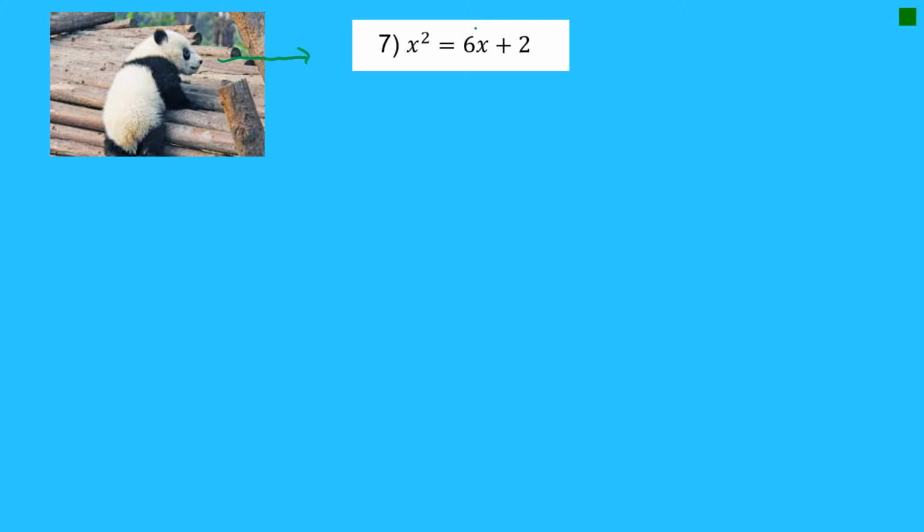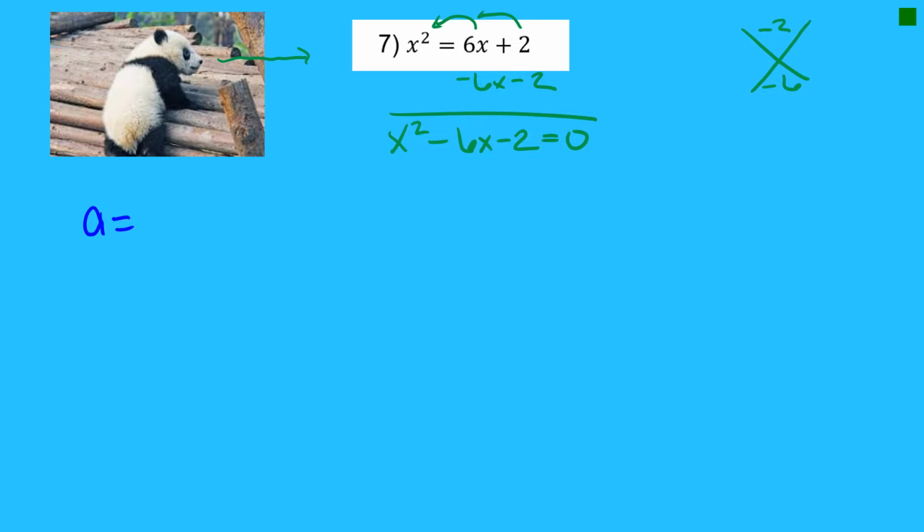I am going to bring the 6x and the 2 over because I like my x squared term to be positive. So I'm going to have x squared minus 6x minus 2 equals 0. If I tried factoring, it would be the factors of -2 that add up to -6. There are none. So we're going to go to the quadratic formula.